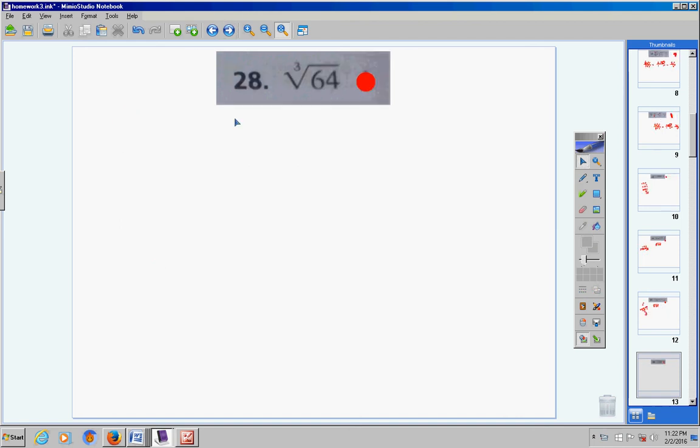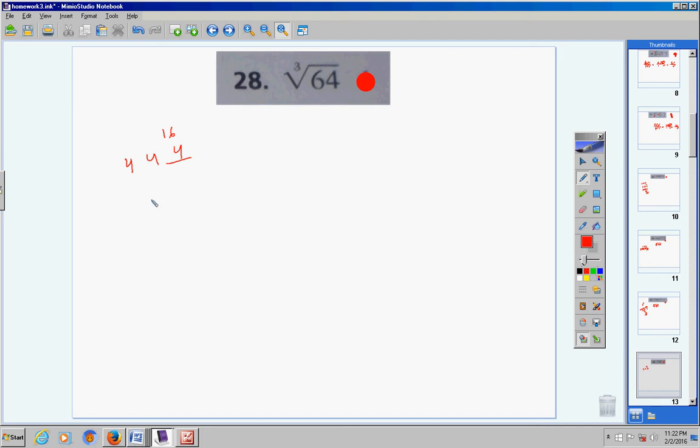Number 28. Alright, the cube root of 64. Now let's think of 3 numbers that multiplied together give me 64. I'm pretty sure it's going to be 4. 4 times 4 is 16, and 16 times 4 is 64. So, I mean, guys, there's really no way to do this. I have a lot of practice experience with this, but just start with 2.